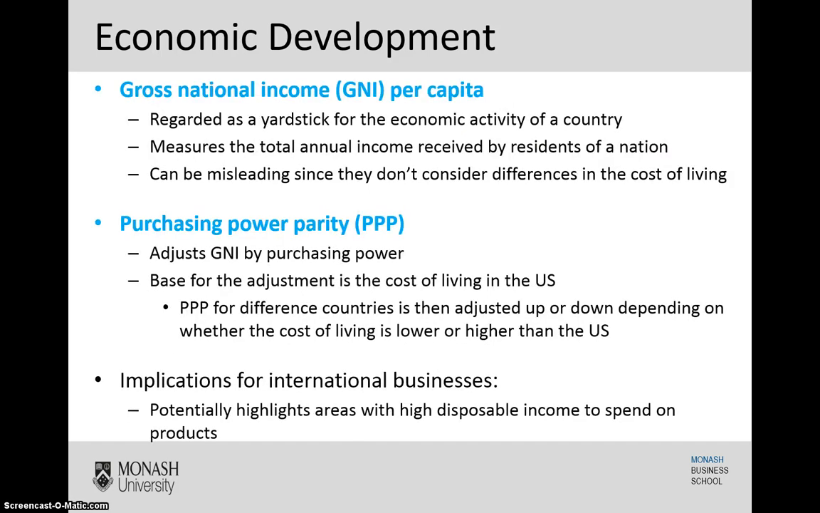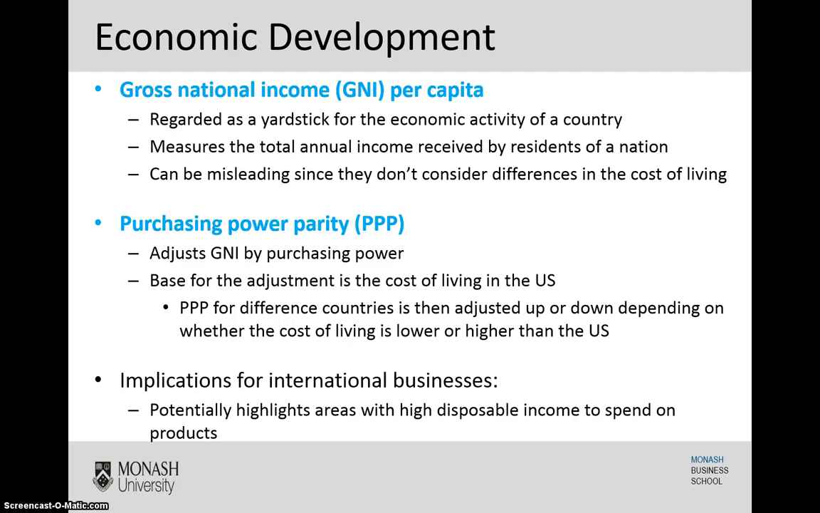Let's start with GNI, and this is regarded as a yardstick for the economic activity of a particular country, and measures the total annual income received by residents of a nation. That is, per year, what is the combined income of everyone who lives in that particular country. So it's a good way of demonstrating the general wealth that we see within a particular country. And this is because it doesn't measure or take into account differences in the cost of living.